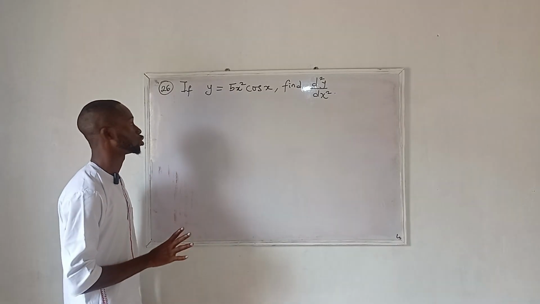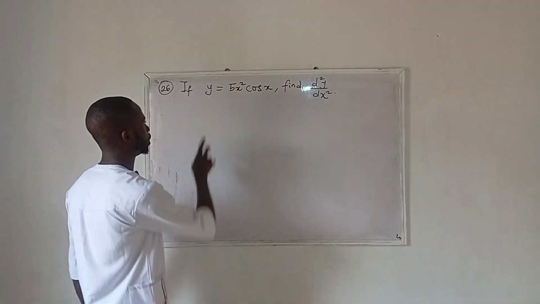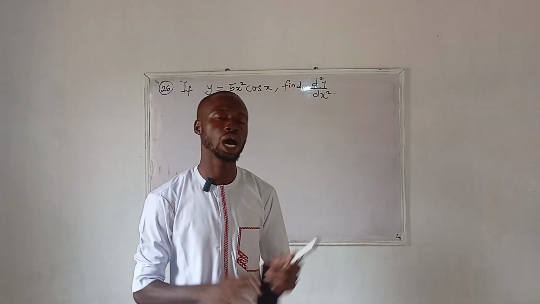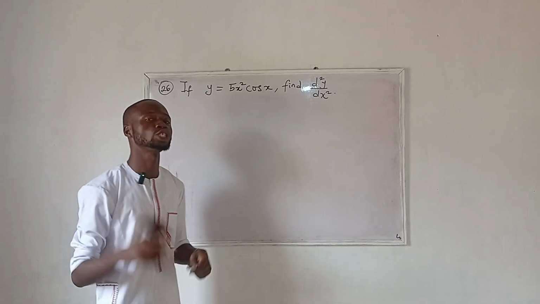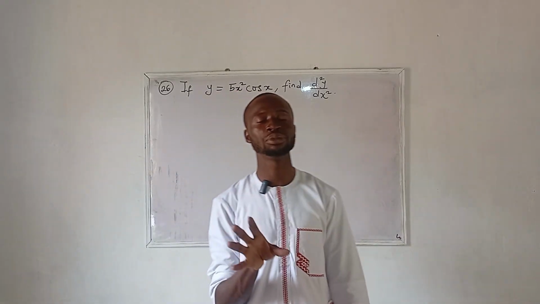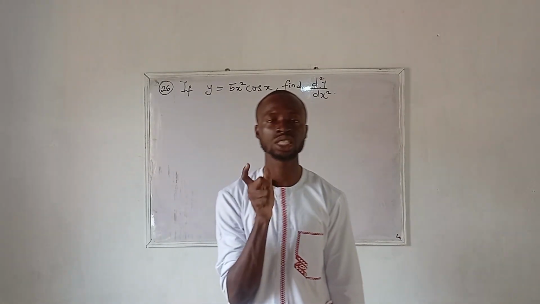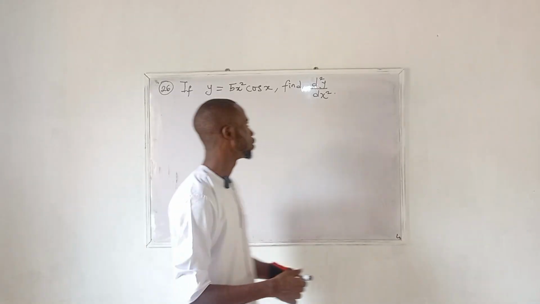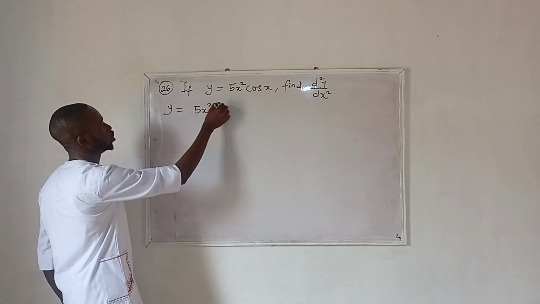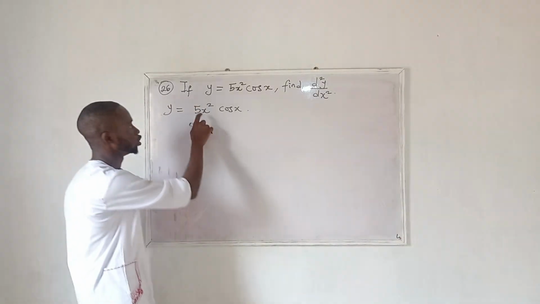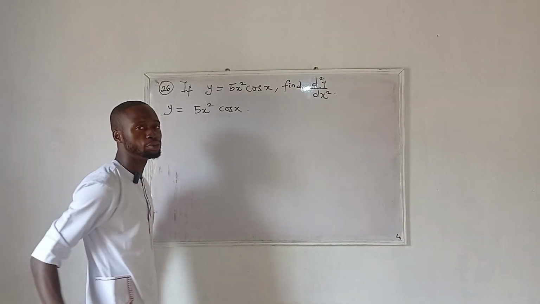We are given this differential question for our number 26. If y is equal to 5x squared cos x, find d square y over dx squared. How do we go about it? We are asked to differentiate it twice. But you must check your question properly, because that will determine if you are solving it using chain rule, that is function of a function, or using product rule or quotient rule. So for this, if we check it, we have y equals 5x squared cos x. If I compare the functions, I have an ordinary function here, then a trigonometric function here.